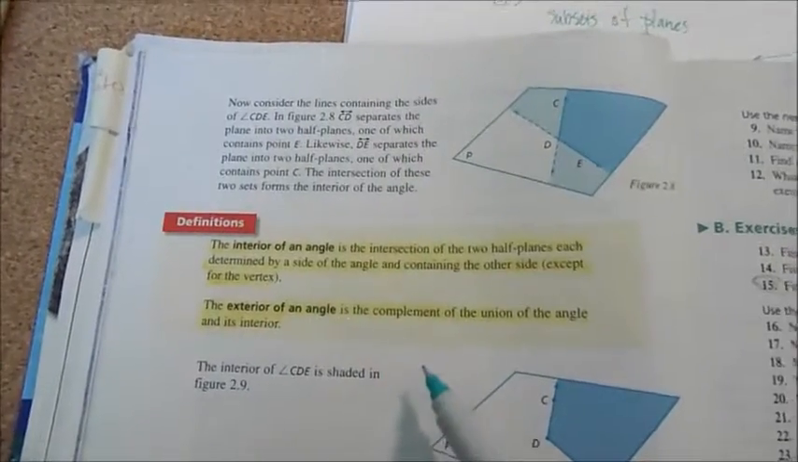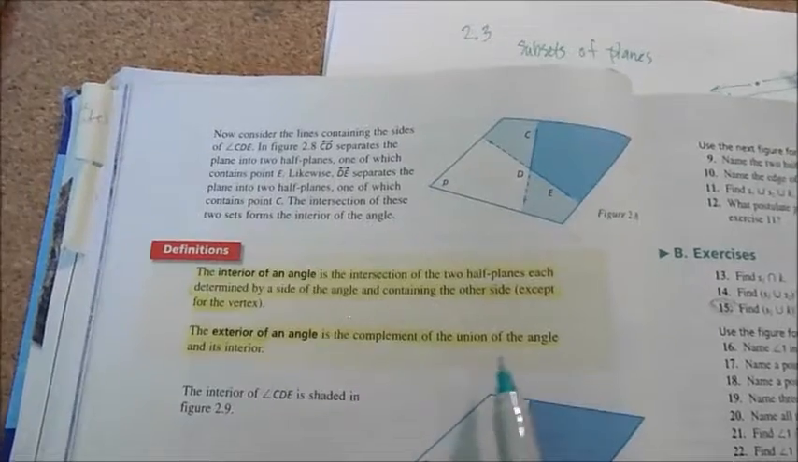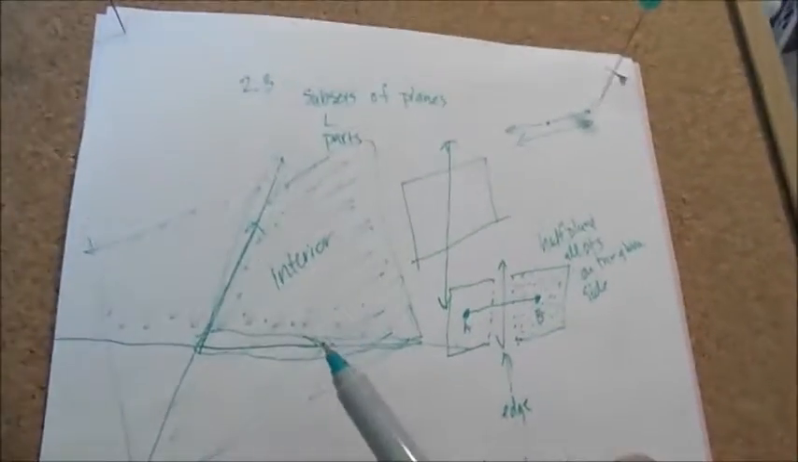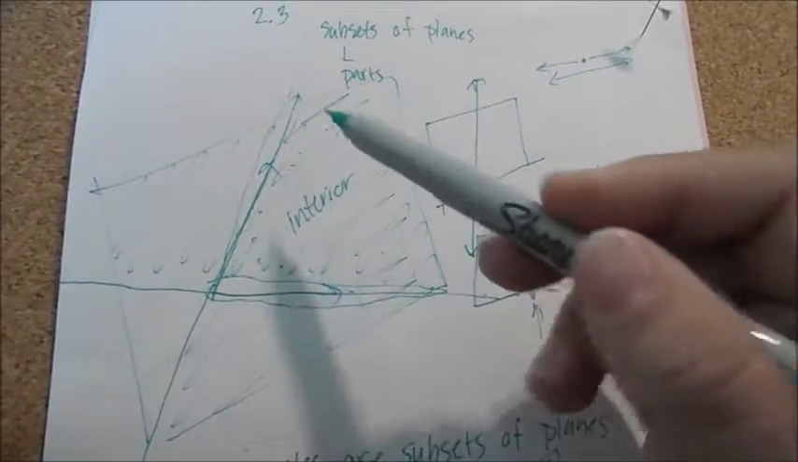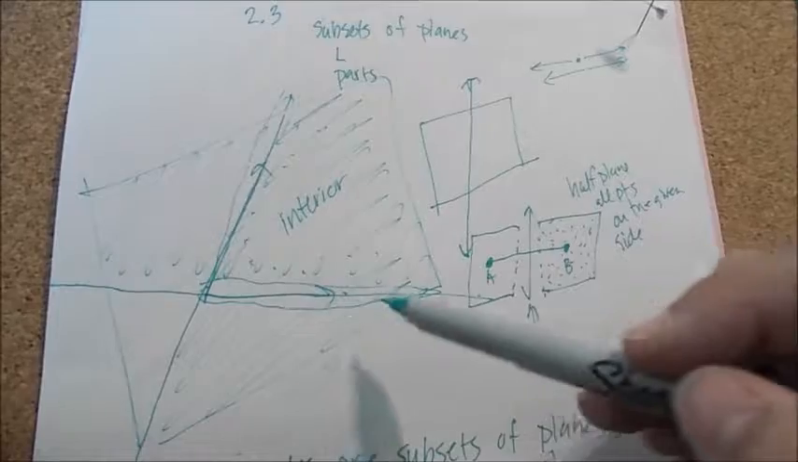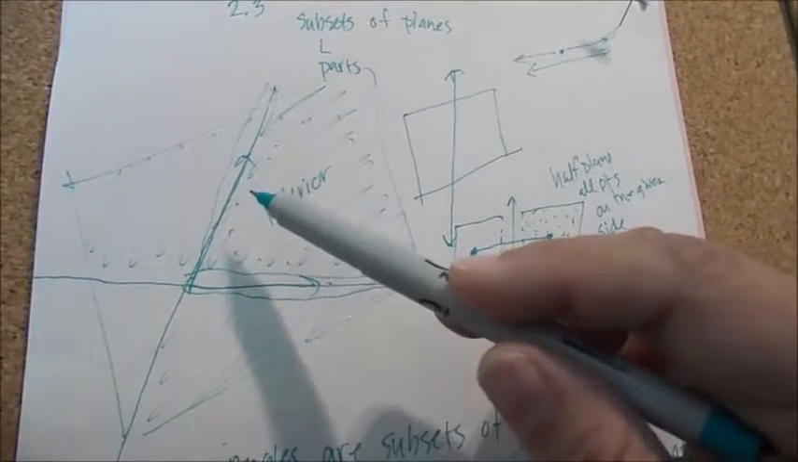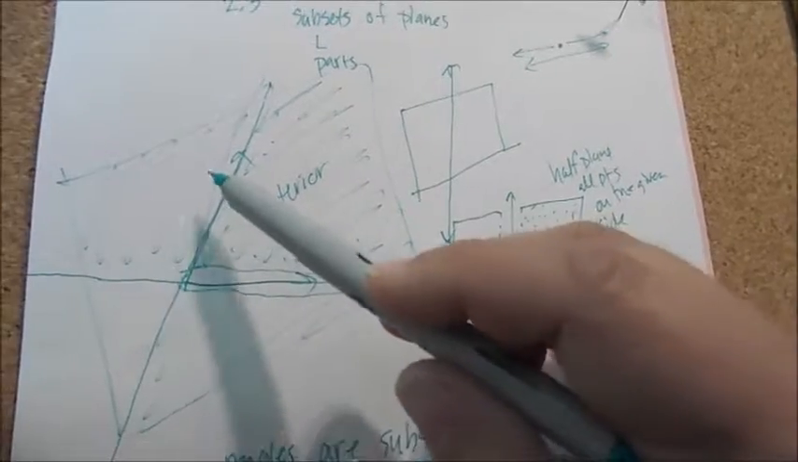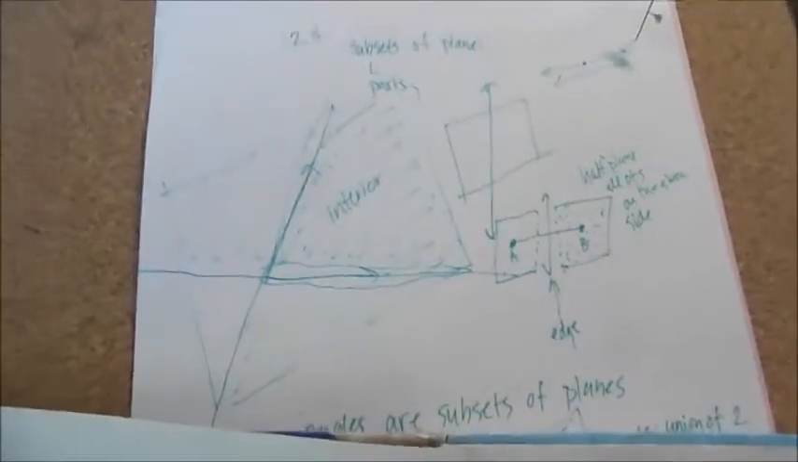So what it says about the exterior of the angle is just the complement of the union of the angle and its interior. So remember what complement means again, but let's take the interior and the angle itself. If we union those together, then what is the complement, or what is left? And it would be all the points out here. So that's the definition of the exterior.